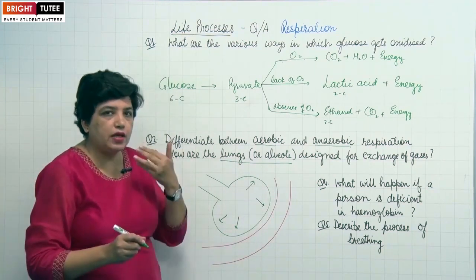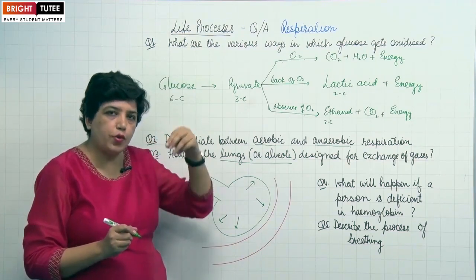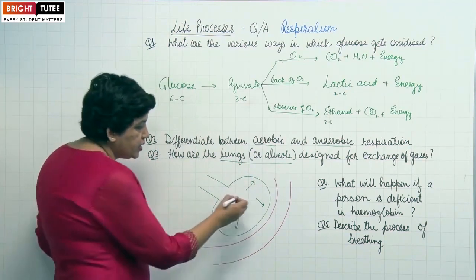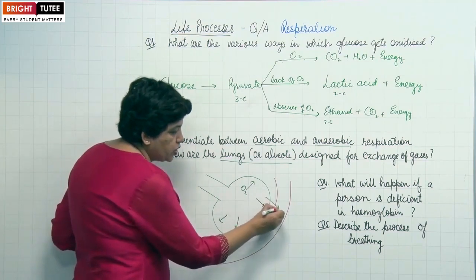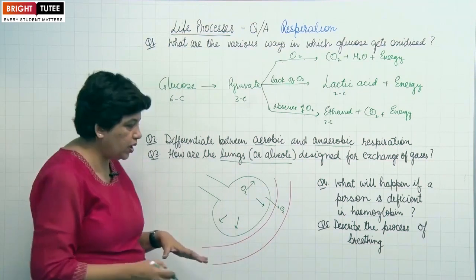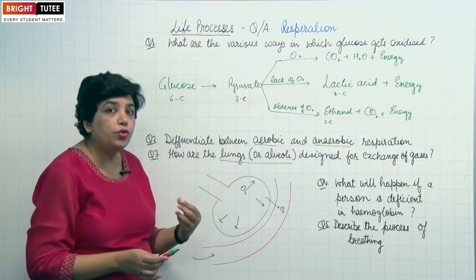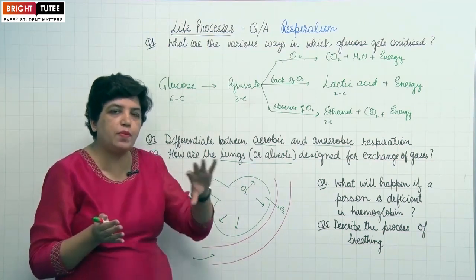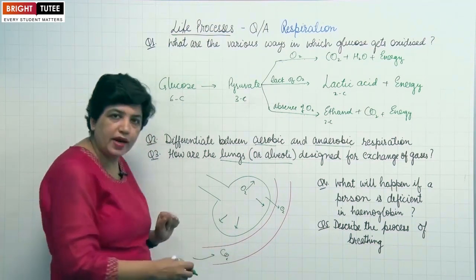So as we breathe in, the air which is rich in oxygen enters the bronchi, then bronchioles, and then reaches the alveoli. This air is rich in oxygen. So this oxygen diffuses into the blood through the capillary wall. And whatever blood is coming to the alveoli through the pulmonary artery brings the deoxygenated blood back to the lungs. So this blood is rich in carbon dioxide.